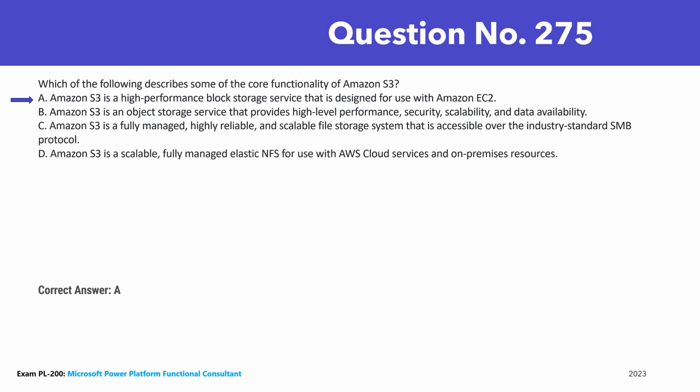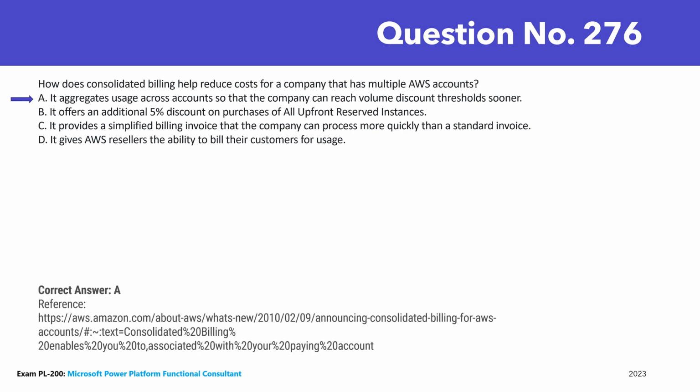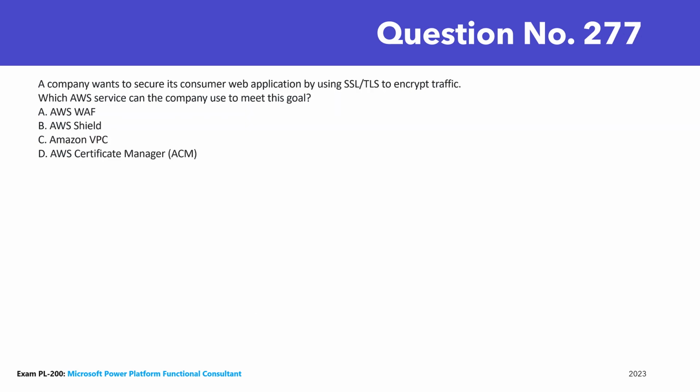How does consolidated billing help reduce costs for a company that has multiple AWS accounts? A. It aggregates usage across accounts so that the company can reach volume discount thresholds sooner. B. It offers an additional 5% discount on purchases of all upfront reserved instances. C. It provides a simplified billing invoice that the company can process more quickly than a standard invoice. D. It gives AWS resellers the ability to bill their customers for usage. Correct answer, A.